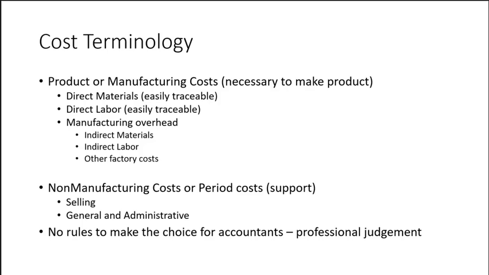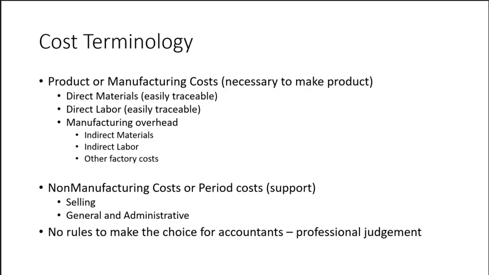And then you have all kinds of other factory costs, utilities and depreciation on machinery, and all of those kinds of indirect costs. You cannot say, I can see that bicycle used that much electricity.